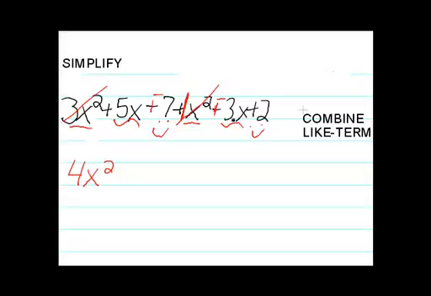I have 5x, and I have a negative 3x over here. 5 plus negative 3, adding the coefficients, gives you 2. And our term is x, so 2x. Let's cross those off. It appears all we're left with here is adding a negative 7 to a positive 2. And when we do that, we get a negative 5.